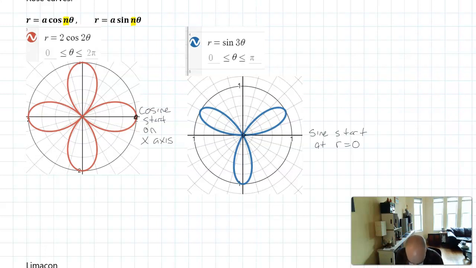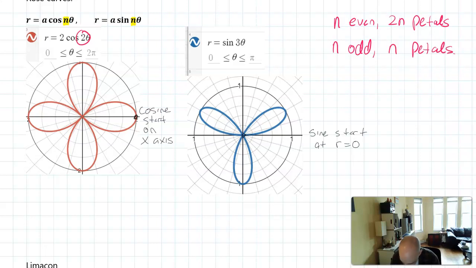And then another thing to notice is that the number of petals actually has a relationship. If n is even, you're going to have 2n petals, right? We had cosine 2 theta, but we got 4 petals. But if n is odd, you're only going to have n petals. The really short explanation of why that's true is that this sine graph traces over itself. If you graph it out on a calculator, it actually traces over itself twice. So you do technically have 6 petals, 2n, it's just they happen to lie on top of each other. So it appears that you only have n petals.